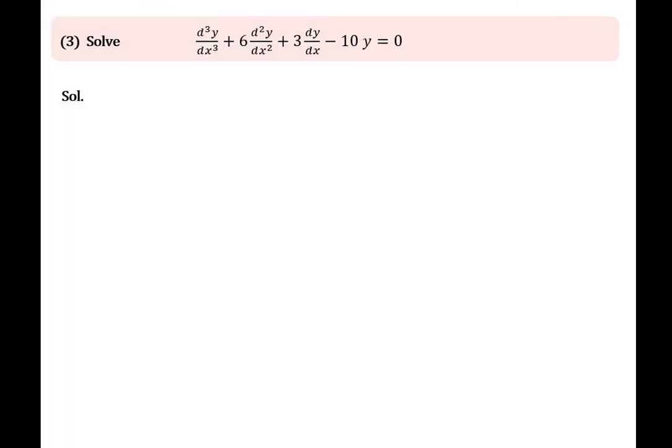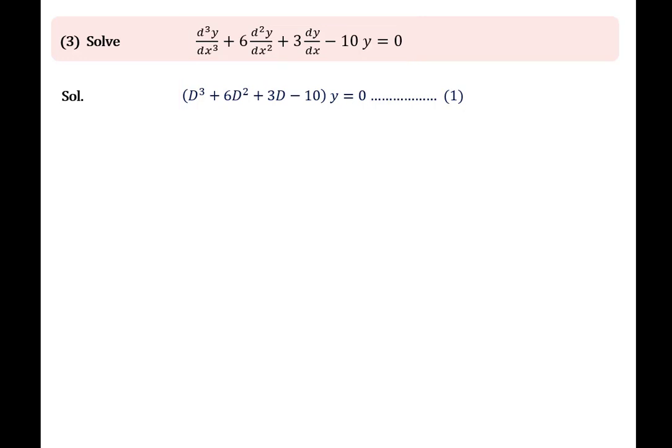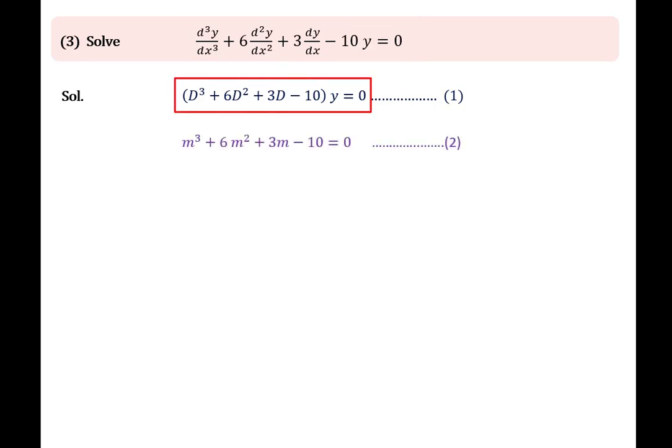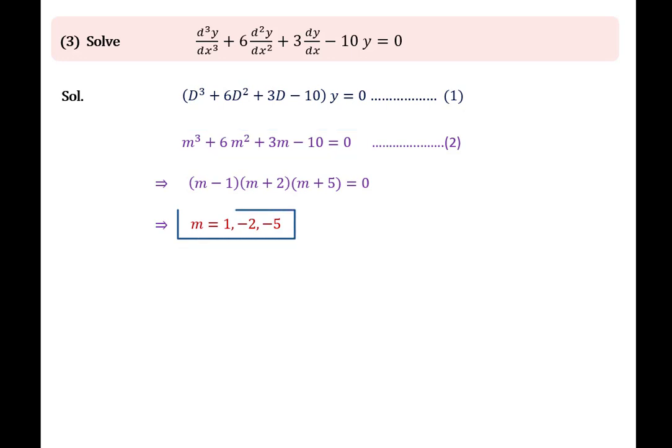Third question. The given differential equation can be written as (D^3 + 6D^2 + 3D - 10) y = 0. Now, the auxiliary equation of differential equation 1 is m^3 + 6m^2 + 3m - 10 = 0, which is a third degree polynomial, so it has 3 roots and the roots are 1, -2 and -5. Here we get distinct real roots.